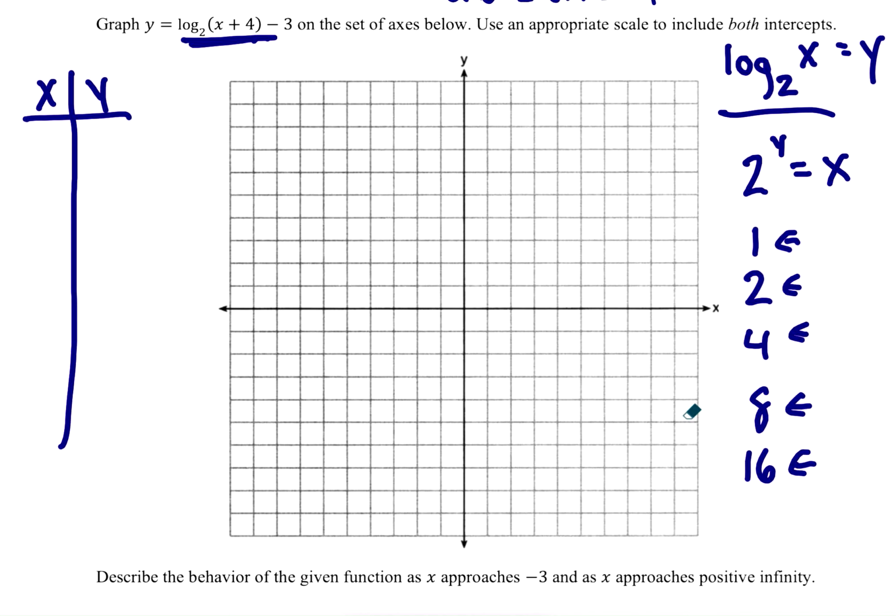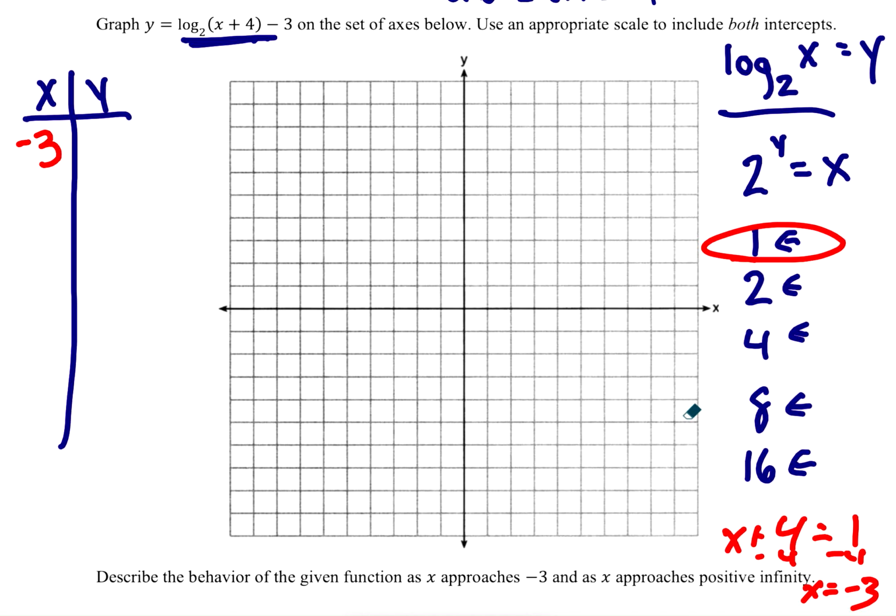So what would I plug in for x in order to get the nice number of 1, which would be 2 to the 0 power? Well, I would want x plus 4 to equal 1. What would x have to be? Subtract 4 on both sides. x would have to be negative 3. So over here, I'm going to want my x to be negative 3.